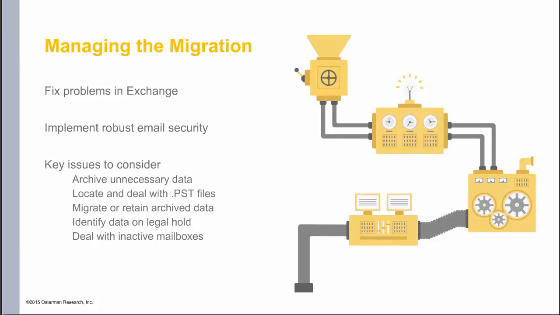And then finally, you need to deal with inactive mailboxes. Organizations have people that have left. They've retained the content in those mailboxes. You need to decide what to do with that. Are you going to set up new accounts on Office 365 for it? Are you going to archive it off to some sort of an on-premises archive? Are you going to put it into a cloud-based archive? You need to make that decision up front before you begin the migration process.